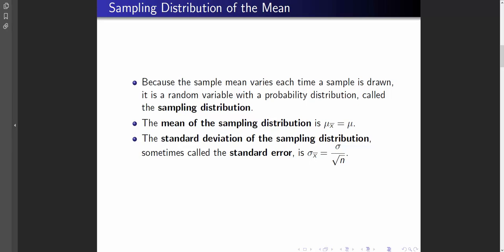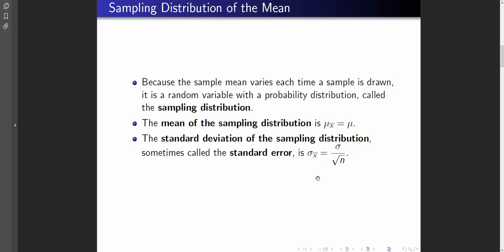So we're no longer looking at x as the random variable. We're going to be looking at x bar, the mean. Now the mean is the random variable. And the mean of the sampling distribution, the notation looks like this. So you have your mu, your standard Greek letter, with x bar over here.